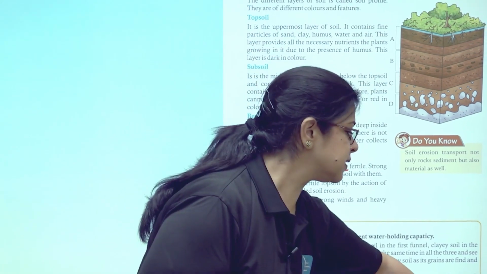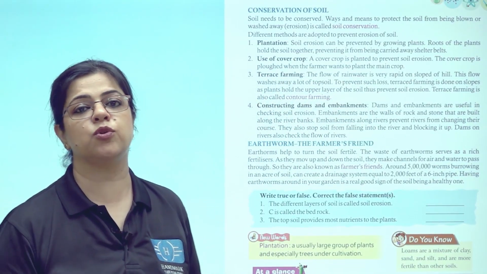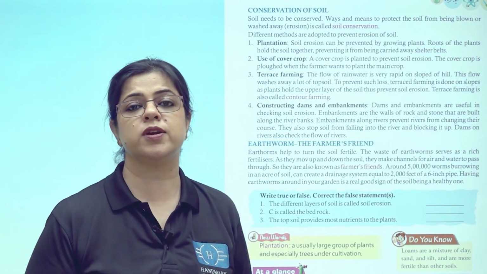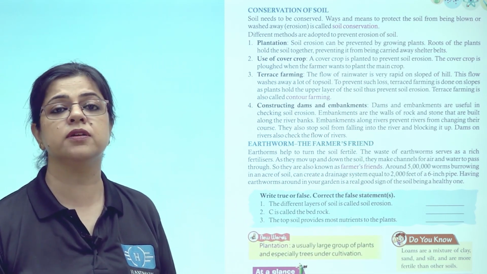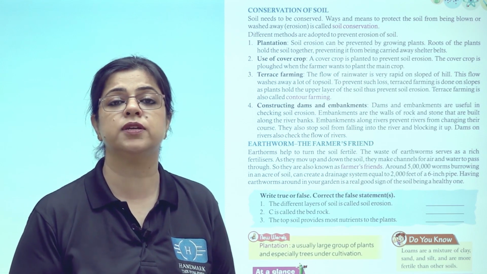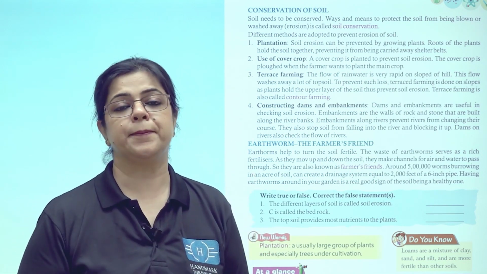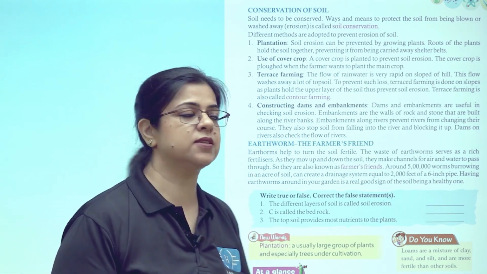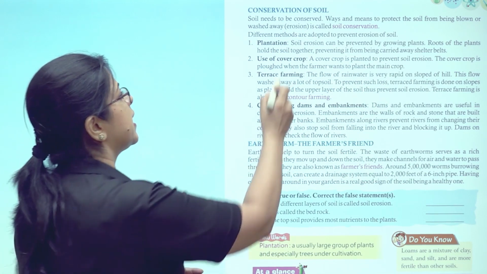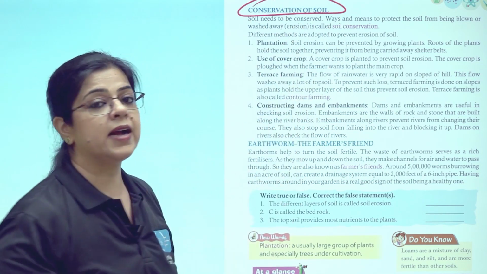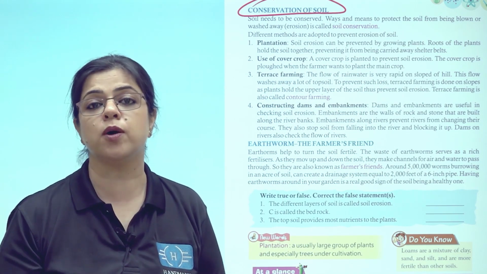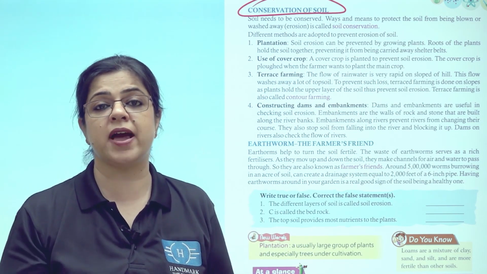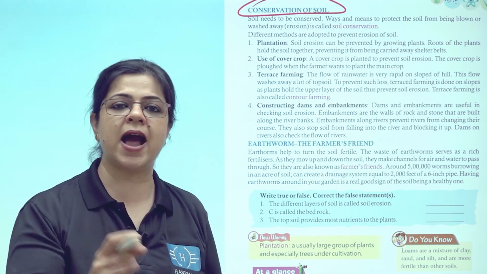Now, this happens mainly because of cutting down of trees, large-scale deforestation, large-scale animal grazing. It is very, very important for us to understand the importance of saving the soil. The process of saving the soil is known as conservation of soil. Conservation of soil is important because we need soil for growing crops. We need crops for survival of both human beings and animals.